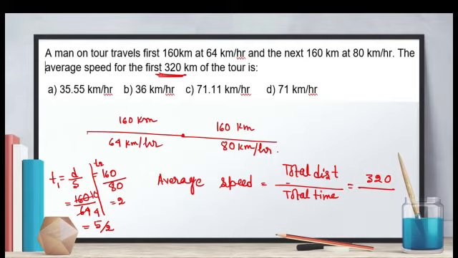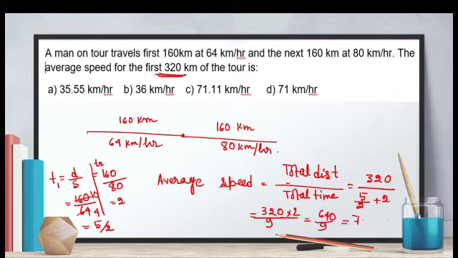So what is the average speed? It will be 320 by total time. So total time is 320 upon 5 by 2 plus 2, which is equal to 320 upon 5 plus 4, that is 9, and this 2 will be here. And it will be 640 upon 9.